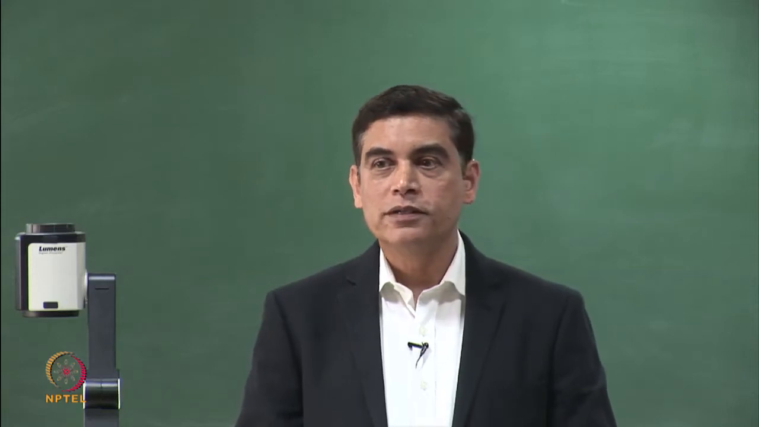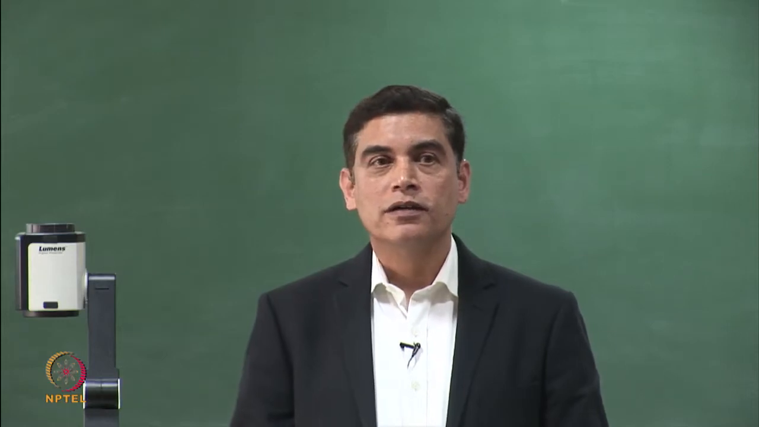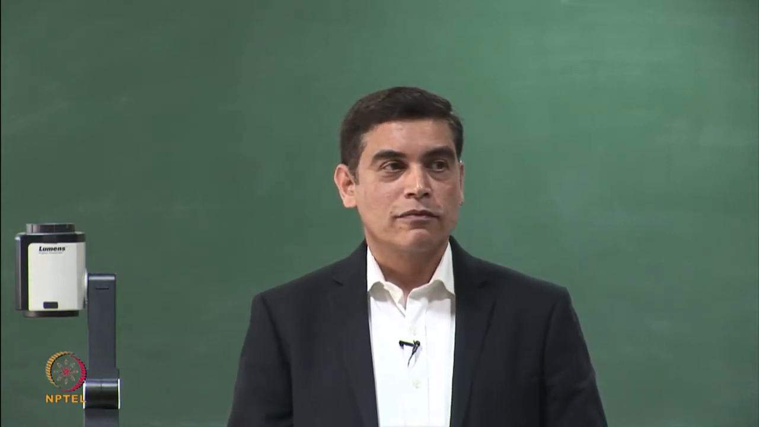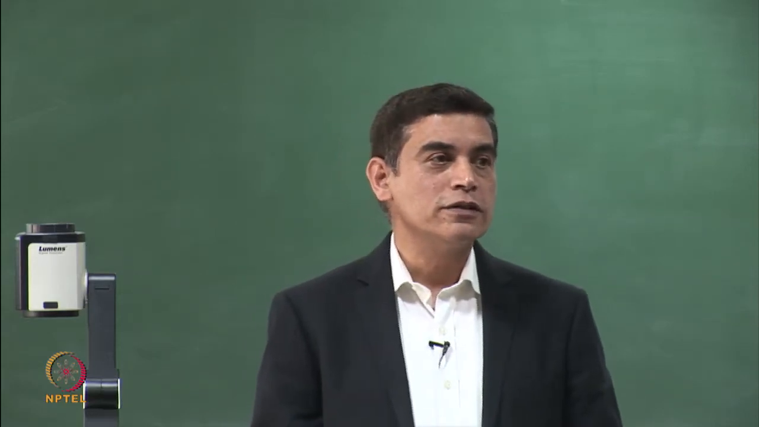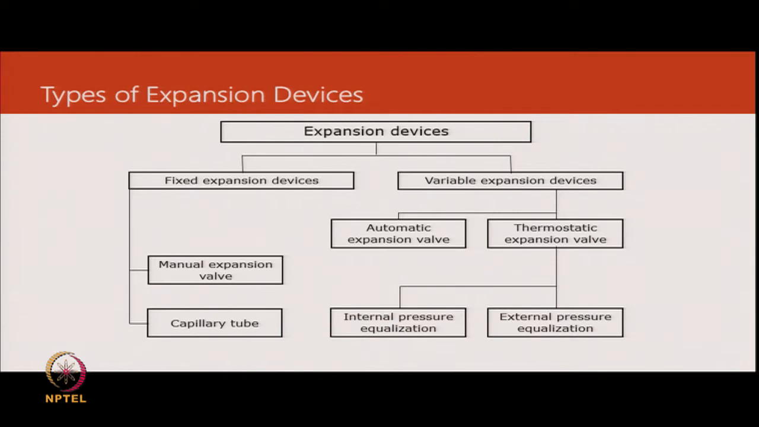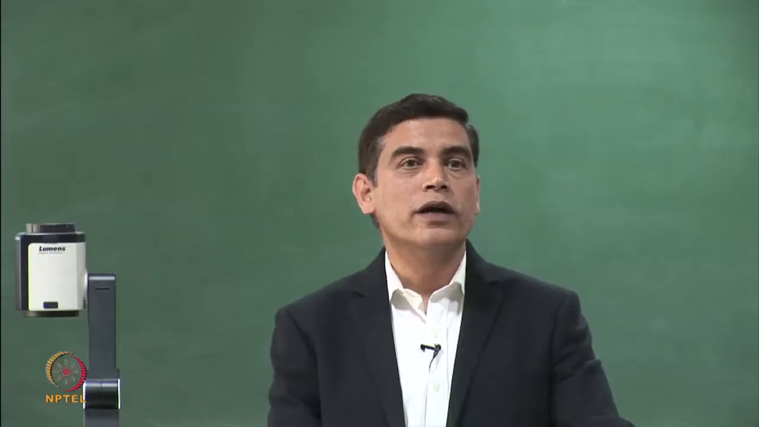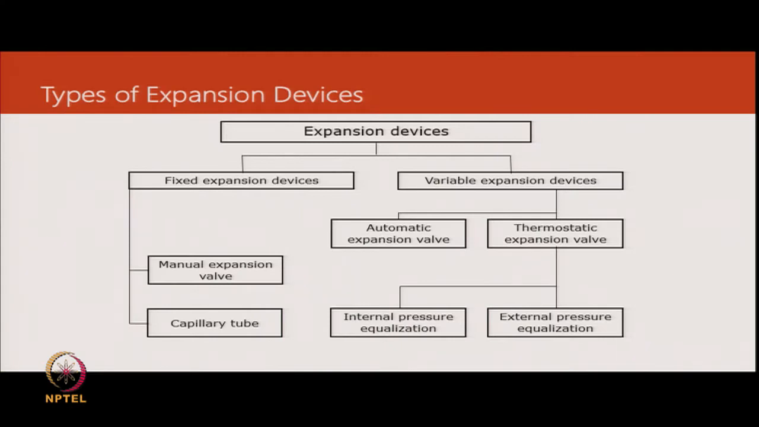We could also have something equivalent to a manually throttled expansion valve, like a tap. You can control the flow rate. So manually you could control the flow rate of refrigerant with a manual throttling device or manual expansion valve. And then we have variable expansion devices, which are of two major types: automatic expansion valve and thermostatic expansion valve. Within the thermostatic expansion valve we have another two categories, which is internal equalization of pressure and external equalization of pressure. That's easy, clear?